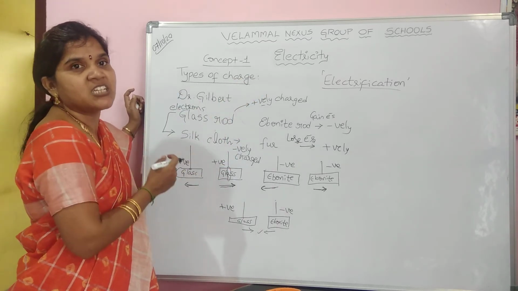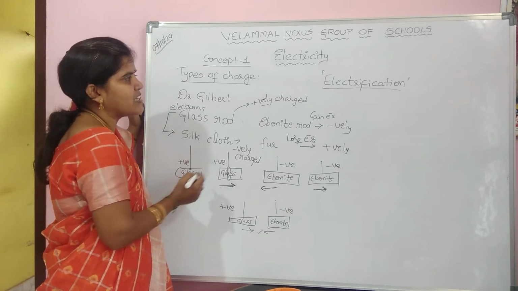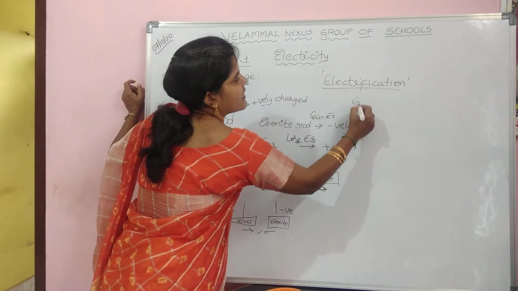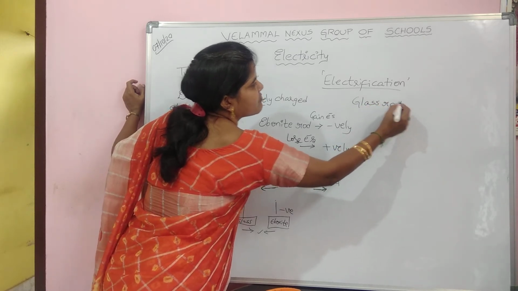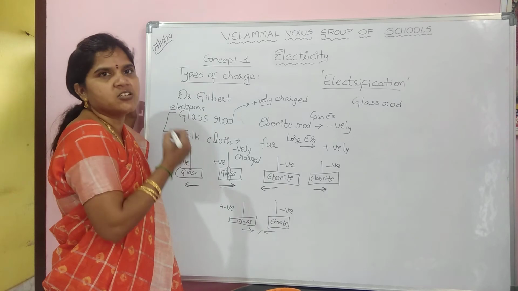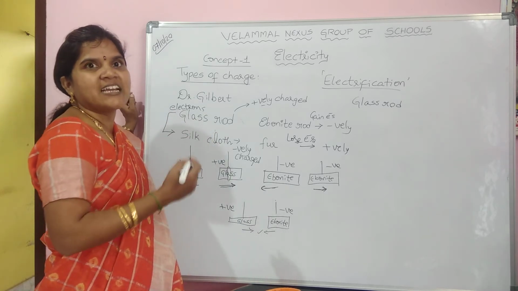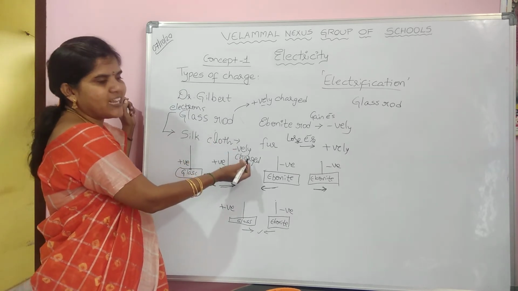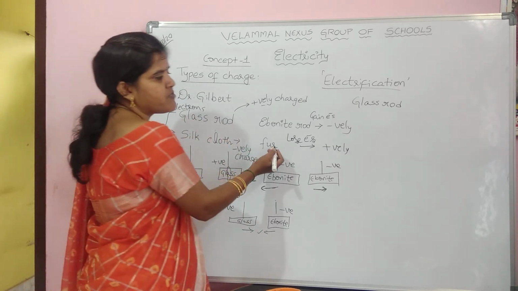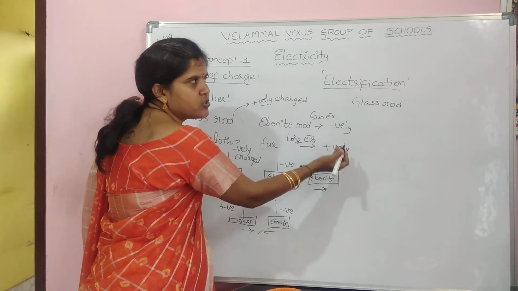This electrification here, for glass rod we say it is positively electrified, positively charged. For ebonite rod we say it is negatively electrified, negatively charged. Silk cloth, negatively electrified, negatively charged. For positively electrified, positive charge.